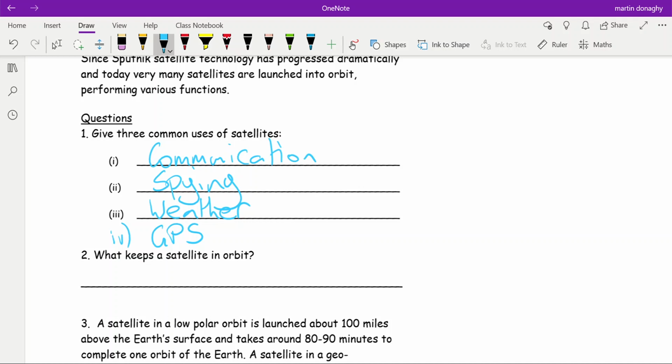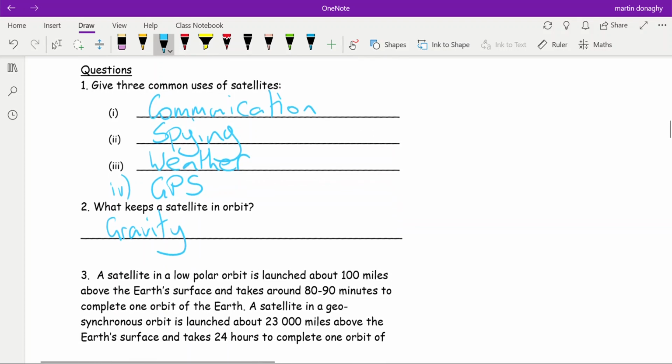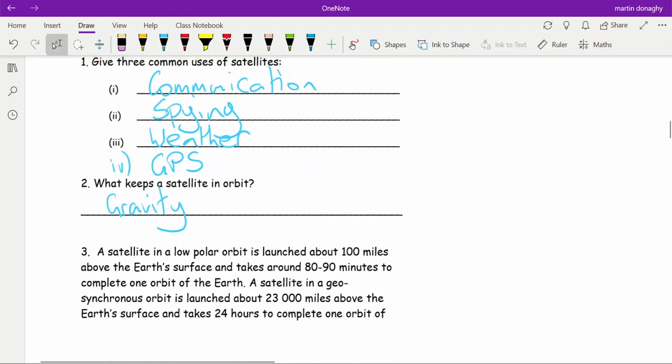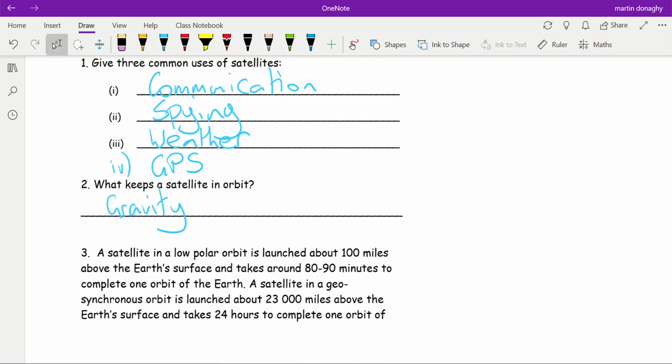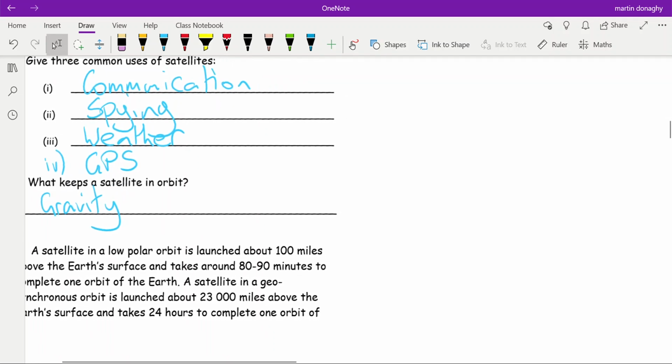It then says, what keeps a satellite in orbit? If you're asked what causes something to happen in space, it's usually, and in this case it is, gravity that causes them to move in a circular motion. So it then says the satellite in low polar orbit is launched about 100 miles above Earth's surface. It takes about 80 to 90 minutes to complete one orbit of planet Earth.